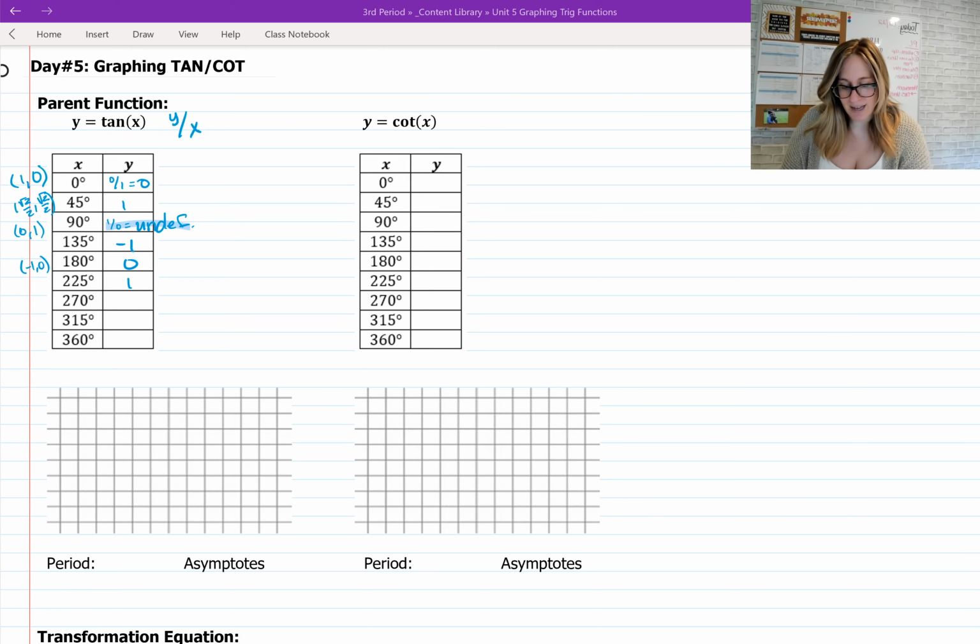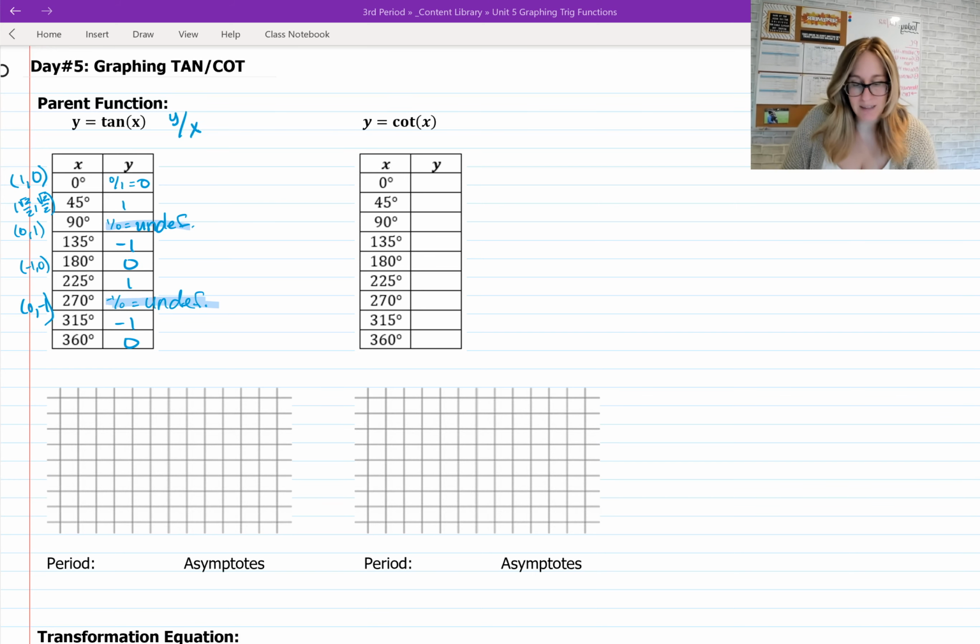270 is 0, -1. That's going to be -1 over 0, which simplifies to undefined. Again, that's important. Then 315 is going to give us -1, and 360 is going to give us 0, just like 0 degrees did.